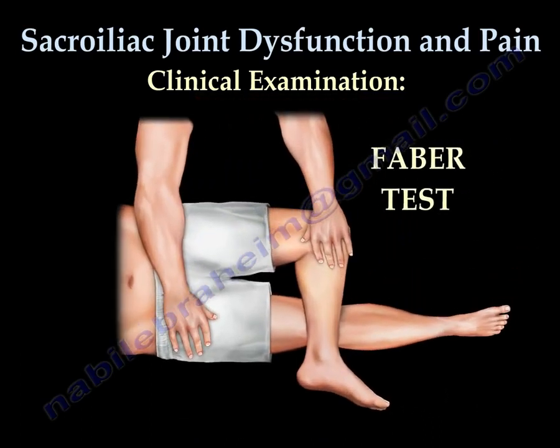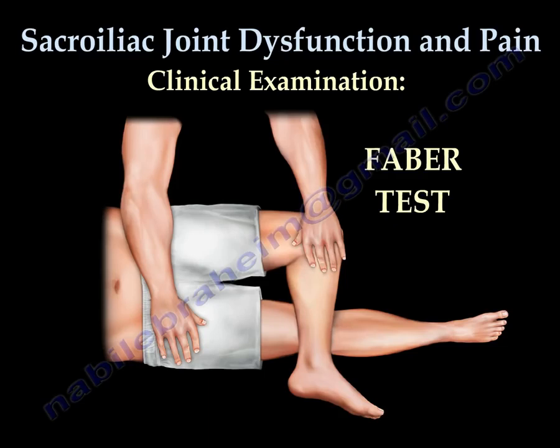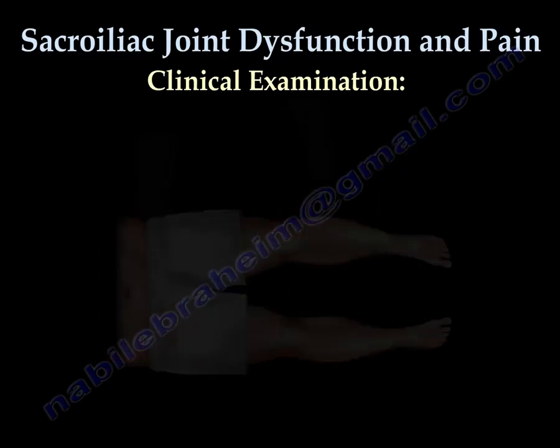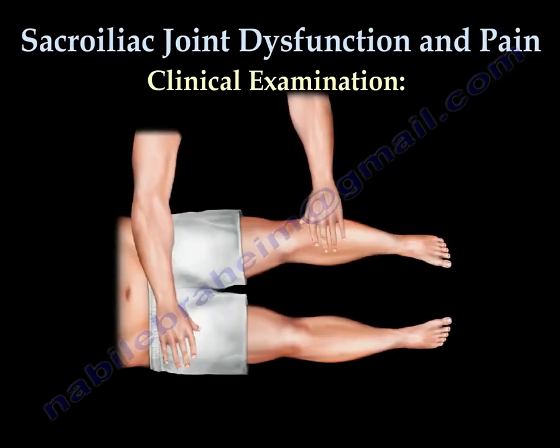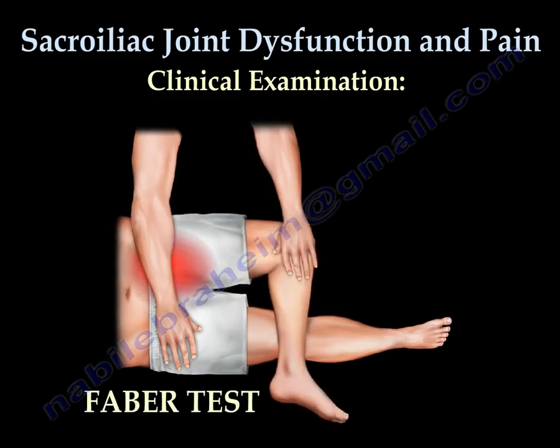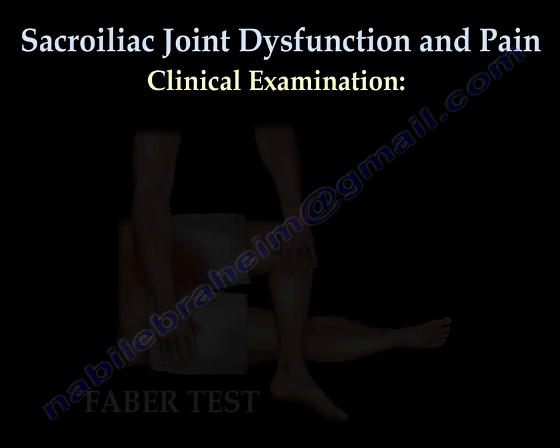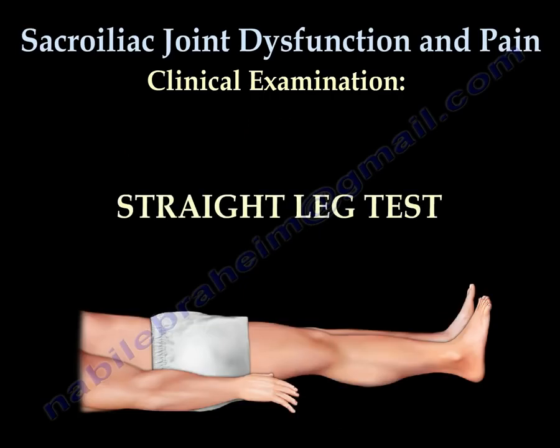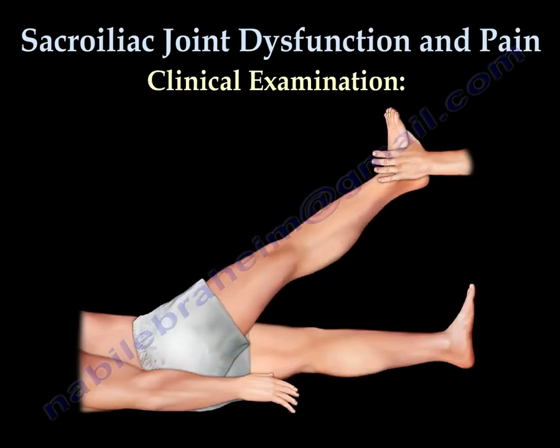The Faber test is helpful in determining the presence of SI joint problems. The purpose of this test is to stretch the SI joint in order to reproduce pain. Press down gently but firmly on the flexed knee and the opposite anterior superior iliac crest. Pain in the sacroiliac area indicates a problem with the sacroiliac joints. The straight leg test is performed to determine whether a patient with low back pain has an underlying herniated disc. This test is not used to determine the presence of SI joint pain.